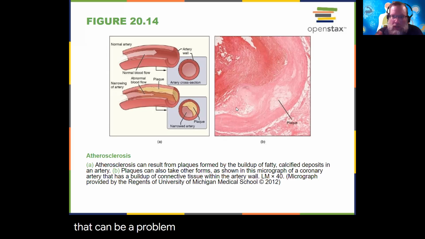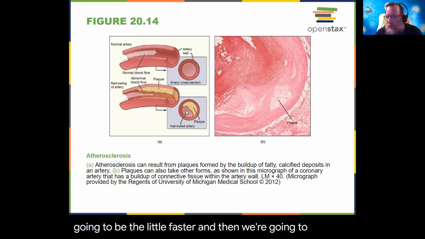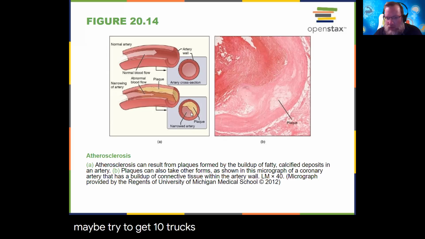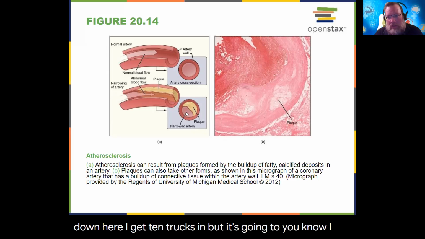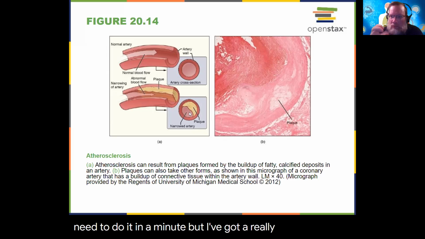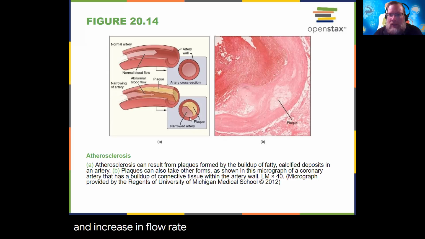The cells might get a little hungry. They might even demand more because they're used to getting 10 trucks a day instead of just 3. So what's going to happen is the heart is probably going to beat a little harder and a little faster, and we're going to try to get 10 trucks sent through here in a shorter period of time. Over here, I get 10 trucks in per minute. Down here, I still need to do it in a minute, but I've got to really squeeze and pump hard. So we're going to see an increase in heart rate, an increase in flow rate, and that certainly is going to put more strain on the heart muscle.